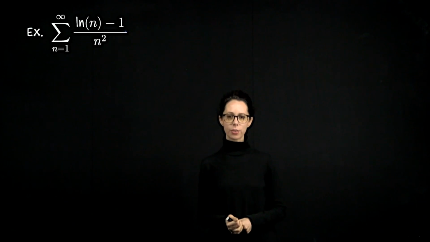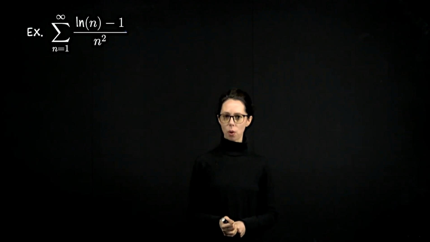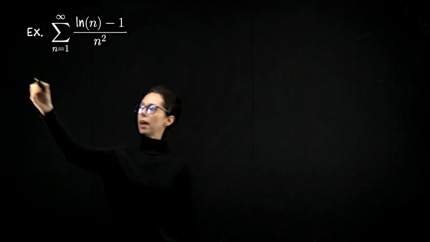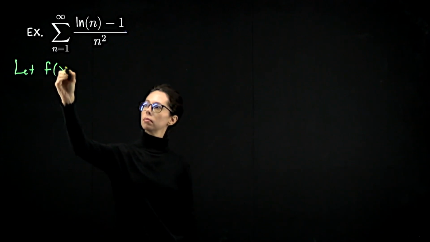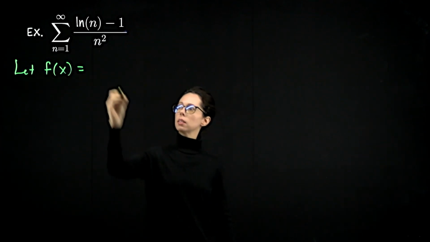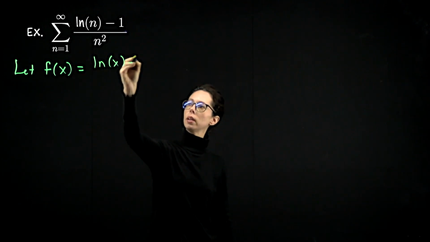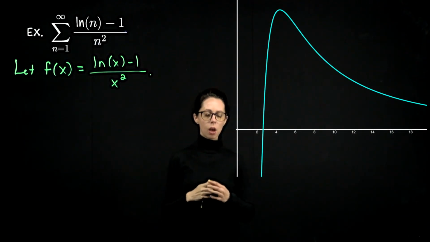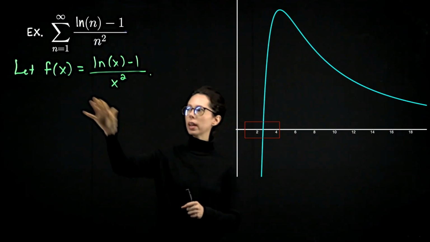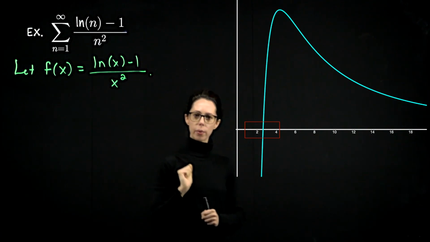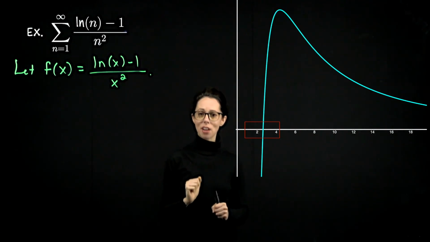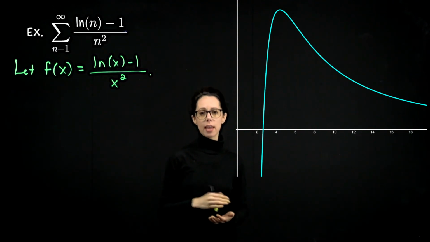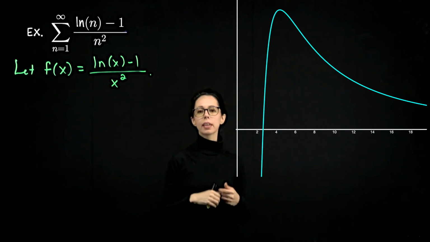Now let's look at the infinite series whose terms have the form natural log of n minus 1 all over n squared. The natural thing to do here is to let f of x equal natural log of x minus 1 all over x squared. Here's a graph of this function. What you will notice is that if we look at x equals 1, x equals 2, where we start our infinite series, then the function is not decreasing and it's not positive. However, if we go out far enough, then our function does have the necessary properties. It's continuous, decreasing, and positive.